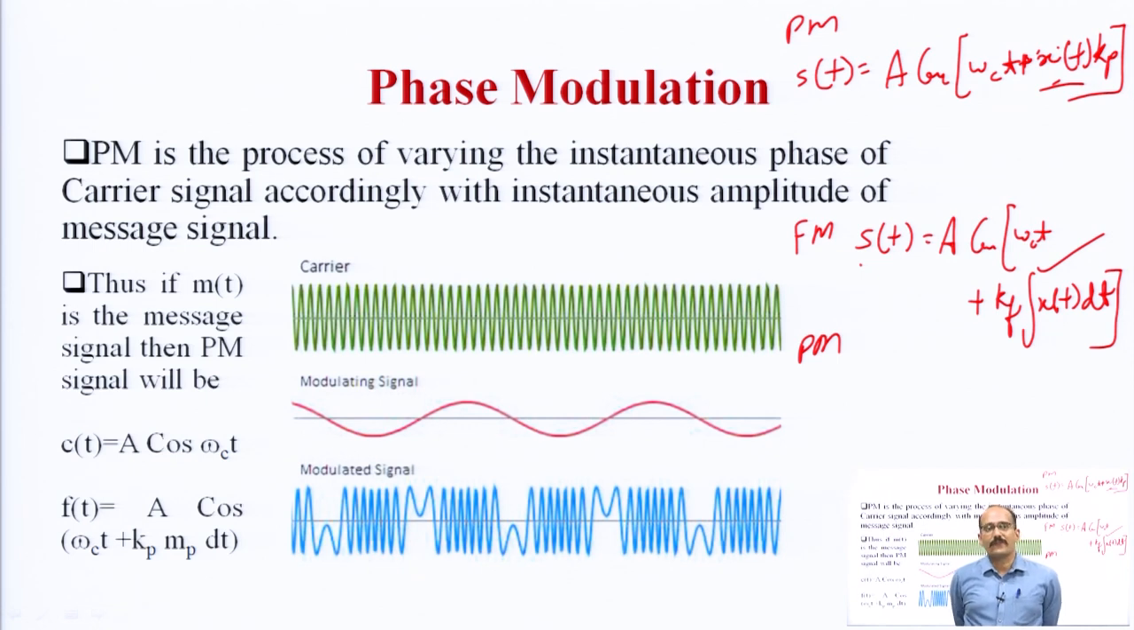It means FM and PM are related to each other in this way, where k p and k f are the phase sensitivity and frequency sensitivity of the system, and m p and m f are the modulation indices of phase modulation and frequency modulation. In this diagram, you can see that the same carrier is used for the modulating signal, and you get the resultant phase modulated signal, in which only the phase of the carrier is changed as per the message signal, while the amplitude and the frequency remain the same. So, this is the relation between FM and PM.